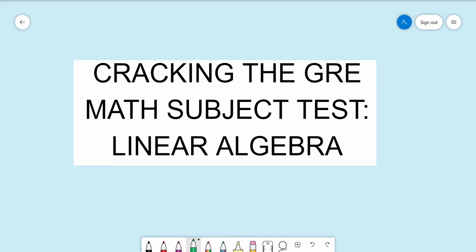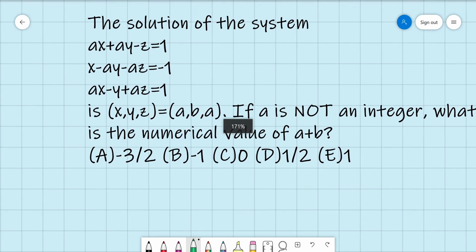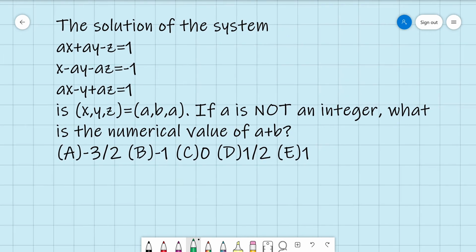We're on the linear algebra chapter, and this is the second question. It's not too hard, but it is a little bit tricky because it requires some fancy factoring that isn't even really linear algebra, it's just regular algebra.